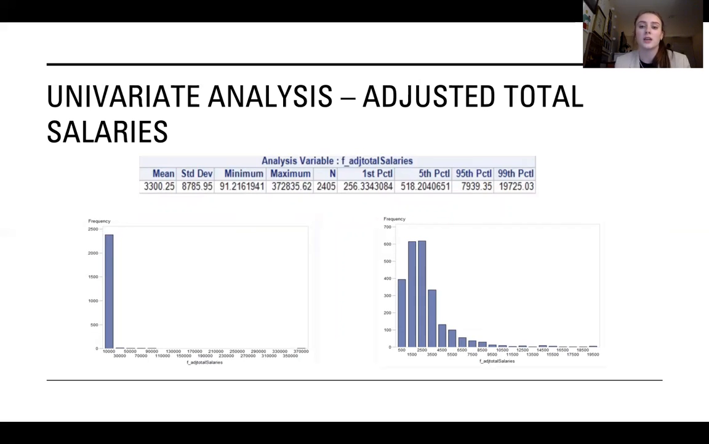So this first univariate analysis is adjusted total salaries. Again, I adjusted this financial variable by patient days. This first graph right here is with outliers, definitely a lot of outliers. The second here being the one without outliers, I cut the outliers off at 19,000 because obviously this is a very high maximum, and the average for adjusted total salaries is 3,300.